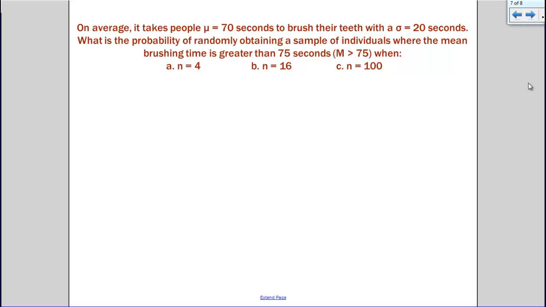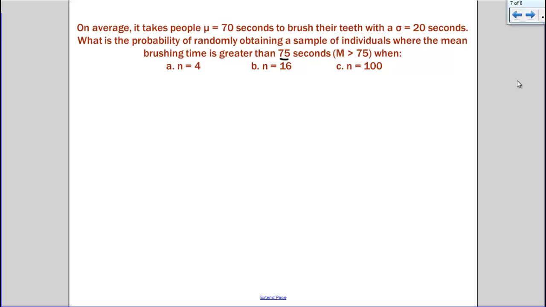Okay, so now I'm going to give you an example where we have the same mean and standard deviation from the population, and we're also interested in the same mean as the starting point, 75. But now we're going to look at situations with different sample sizes. On average, it takes people 70 seconds to brush their teeth with a standard deviation of 20 seconds. What is the probability of randomly obtaining samples of individuals where the mean brushing time is greater than 75 seconds when you have a sample size of 4, 16, or 100?